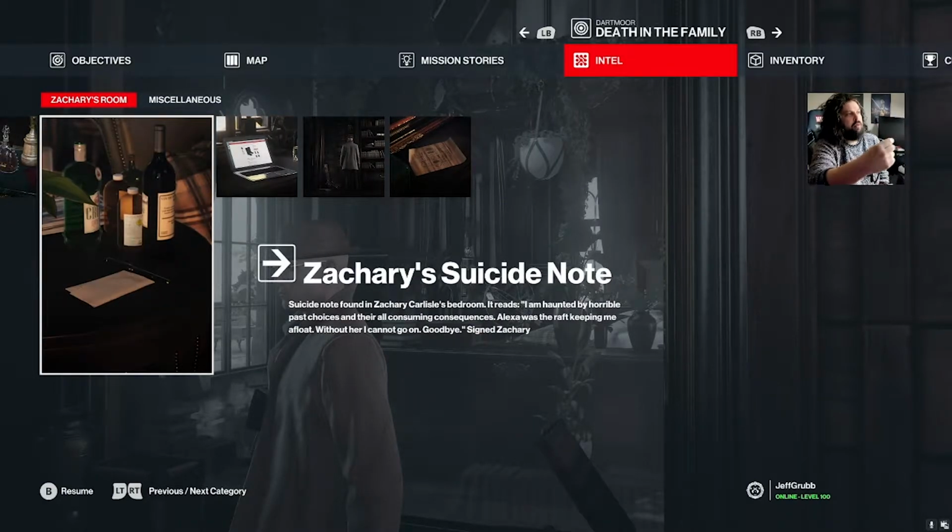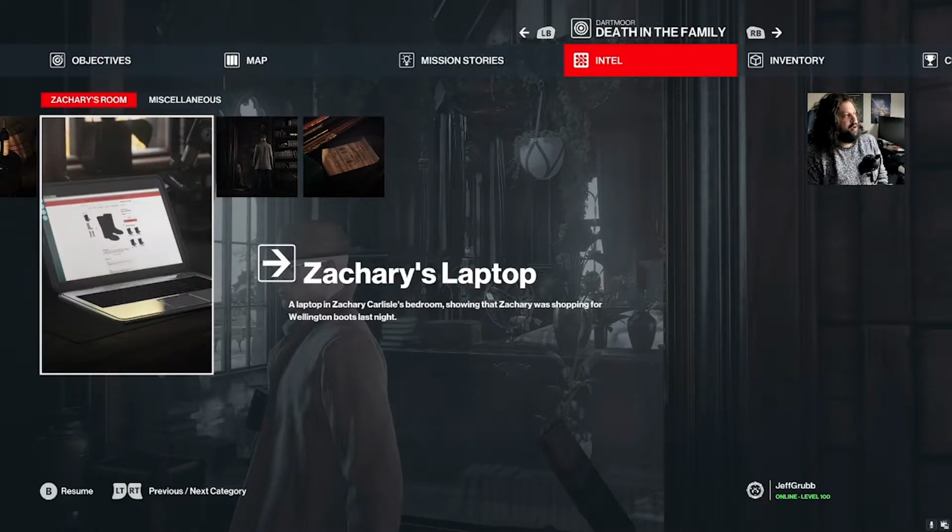Zachary's suicide note. So he wrote this suicide note allegedly, and explained why he was leaving. I am haunted by horrible past choices, and they're all consuming consequences. Alexa was the raft keeping me afloat. Without her, I cannot go on. Goodbye. So he says basically in this note that because my sister's dead, she faked her death. He thought she was dead. I'm committing suicide. The laptop, he was shopping for new boots.